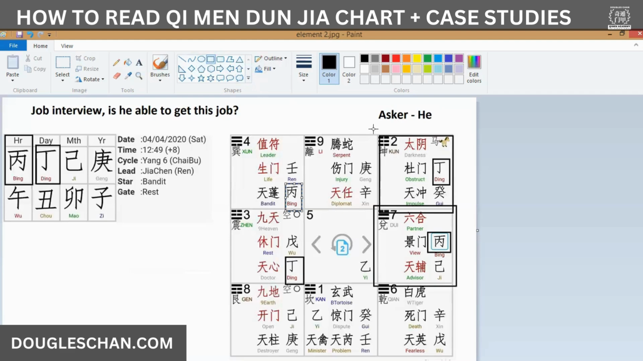Let's look at the element in terms of relationship. The 2 is represented by Earth. How do we know it's Earth? This is a brown color, Kun. Kun is represented by the five element of Earth, which is brown color.